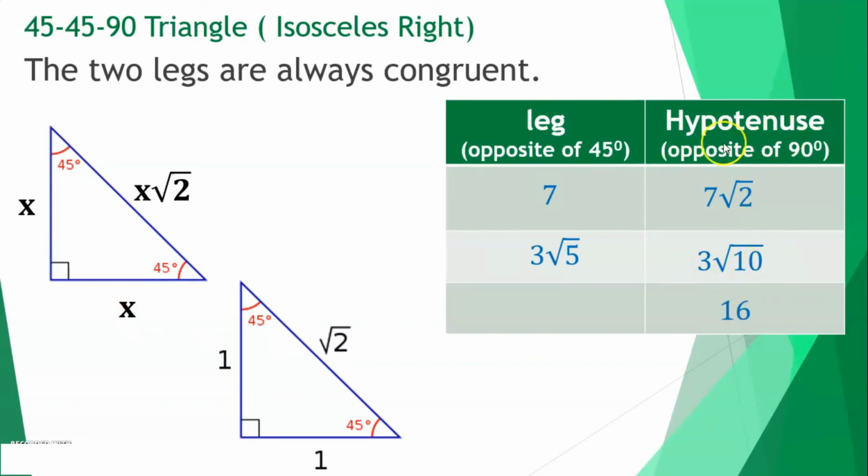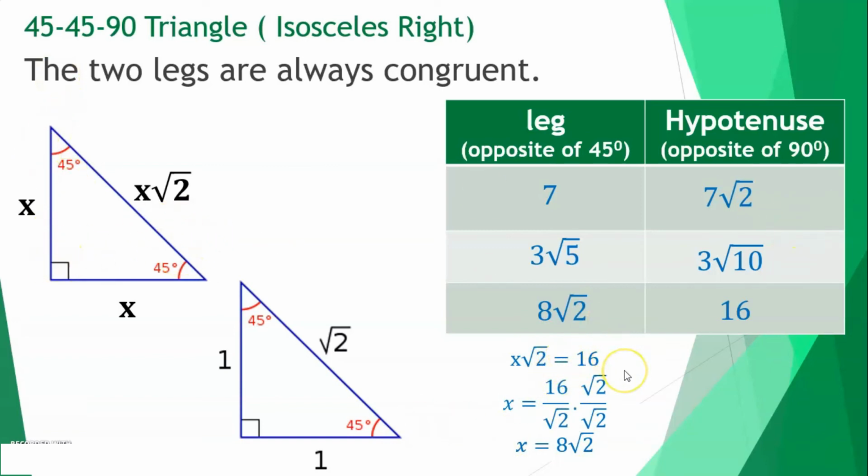Now, if the hypotenuse is given as 16, to get the leg, again, our hypotenuse is x square root of 2 equal to 16. Divide by square root of 2, times square root of 2 over square root of 2. So that would be 8 square root of 2.